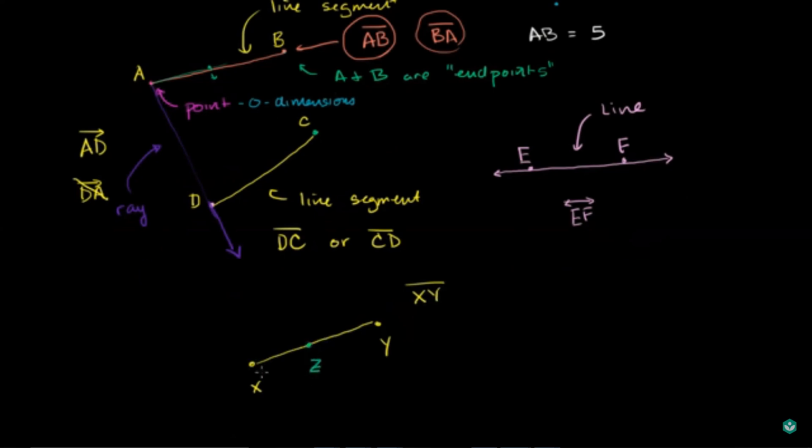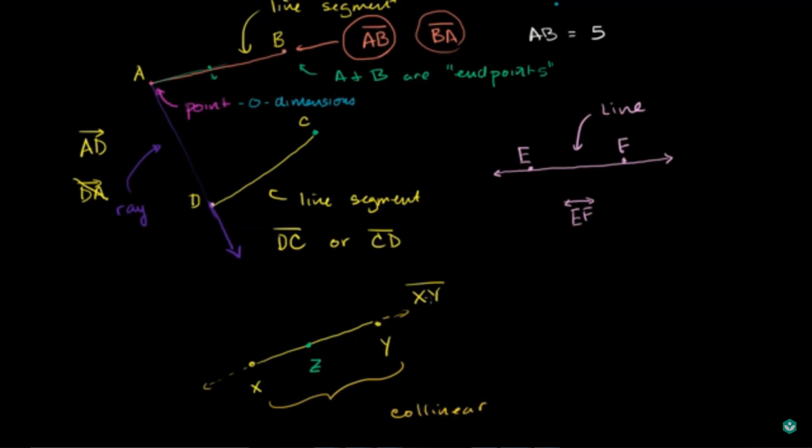X, Y, and Z all lie on the same line, if you would imagine that a line could keep going on and on forever and ever. So we can say that X, Y, and Z are collinear. Those 3 points are collinear. They all sit on the same line, and they also all sit on line segment XY.